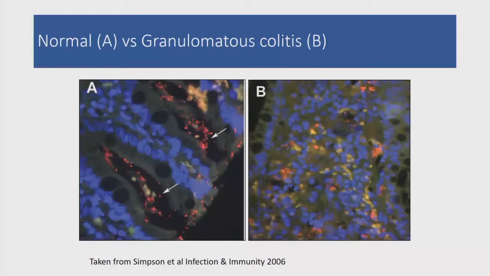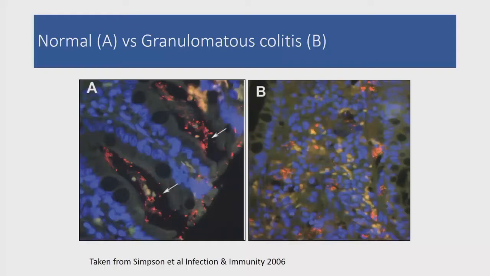It's semi-quantitative, but not particularly quantitative overall. And we can only use it when we know our target organism. So where FISH was perhaps most useful was in the model of granulomatous colitis, which we identified in boxer dogs. Granulomatous colitis is quite similar to Crohn's disease in people, and it's been shown to be due to an adherent and invasive E. coli.